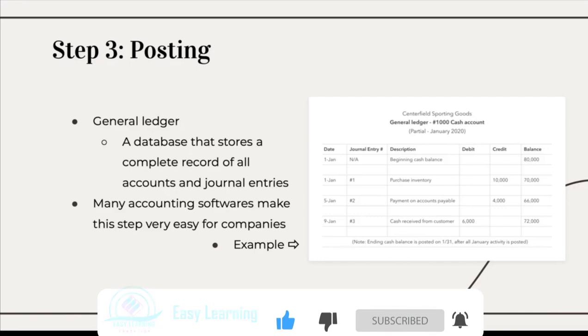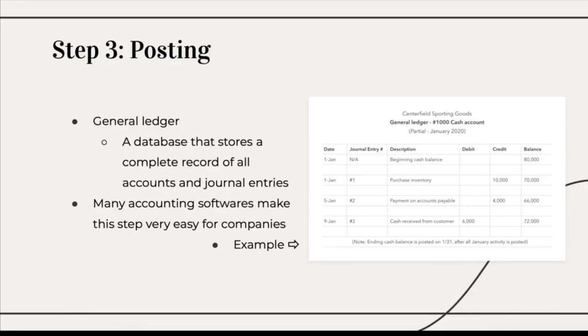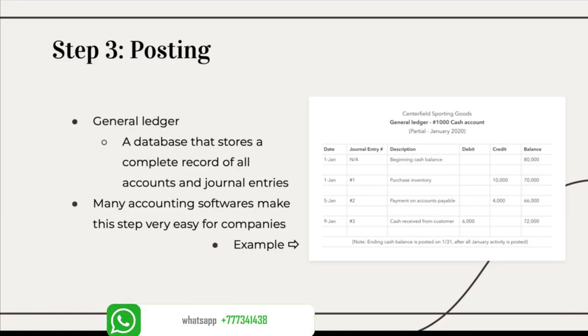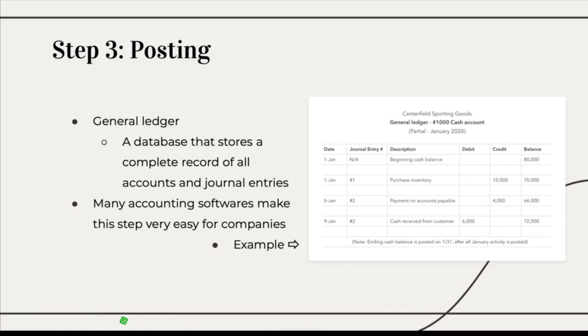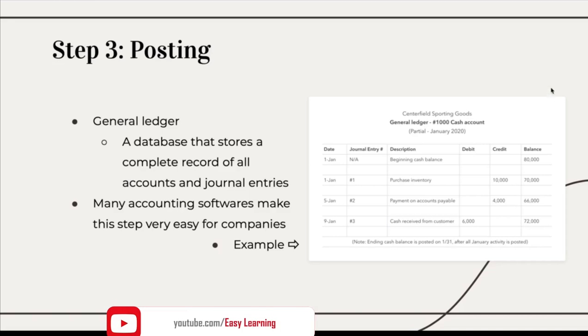Step 3 is to post your transactions to the general ledger. A general ledger is a database that stores a complete record of all accounts and journal entries. So it's essentially combining the journals that a company has. Now, before computers, the general ledger used to be this huge book that would be filled out by hand. But thankfully, we've moved on to using accounting software that would treat this like a database and automatically copy information from a journal. So here's an example of a general ledger on the right over here.